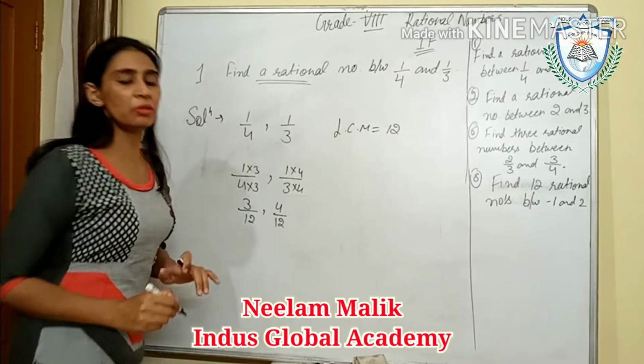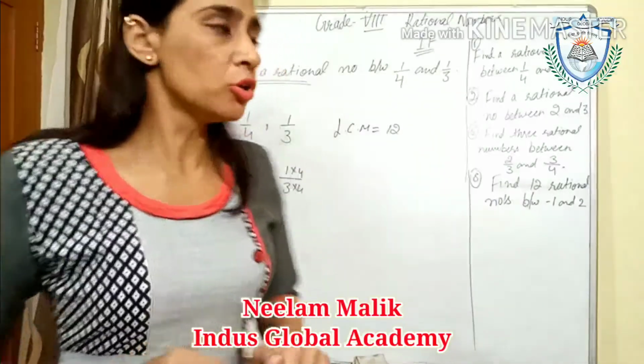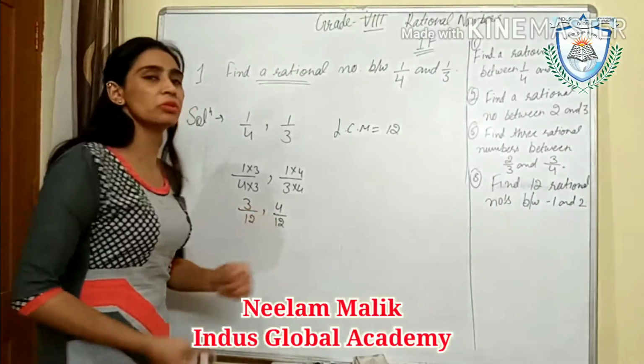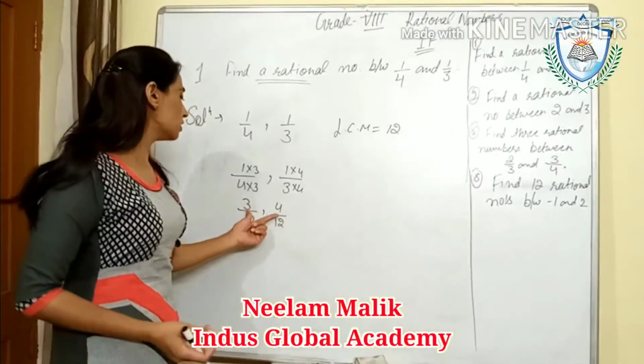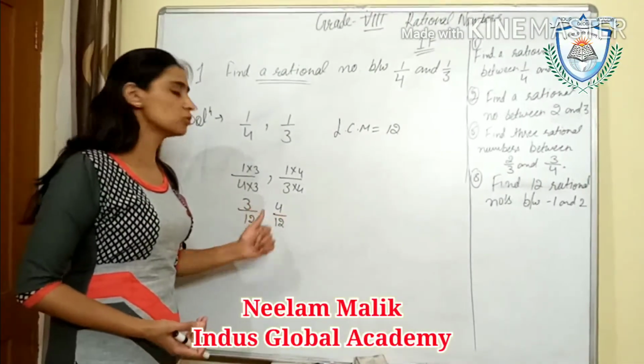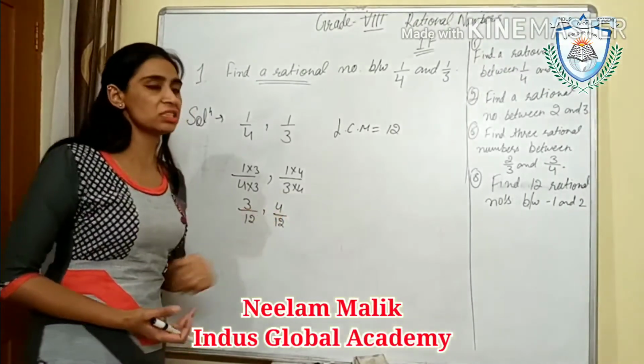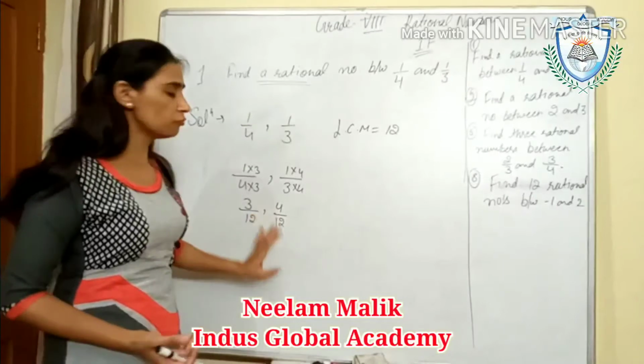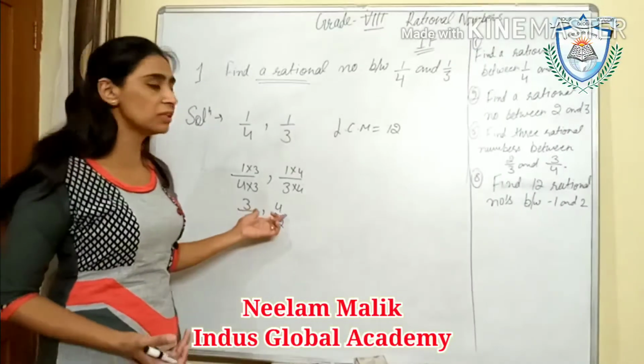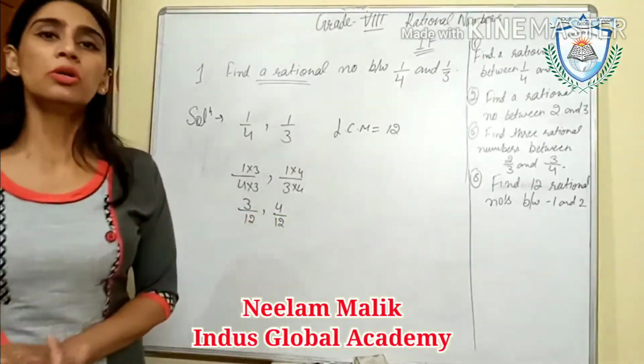Okay. After making their denominators the same, you will check the difference between the numerators. So here the difference is only 1. 4 minus 3 is 1. So the difference is 1. We need one number between them, but there is no number. So what will we do here?